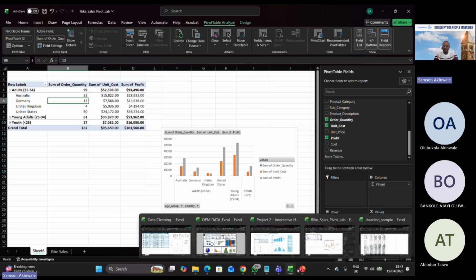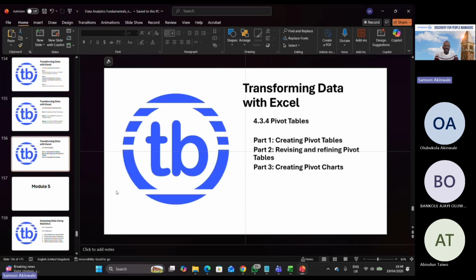Then after pivot table, that concludes module 4. We can then move to module 5 today.